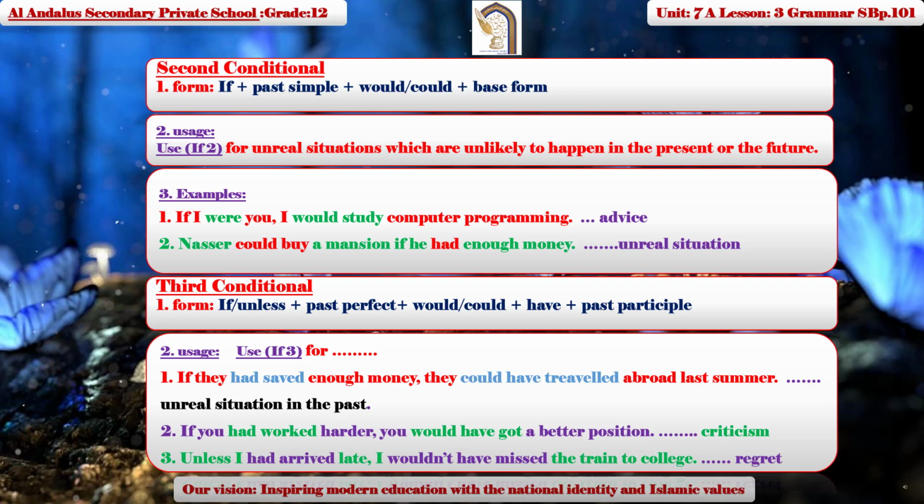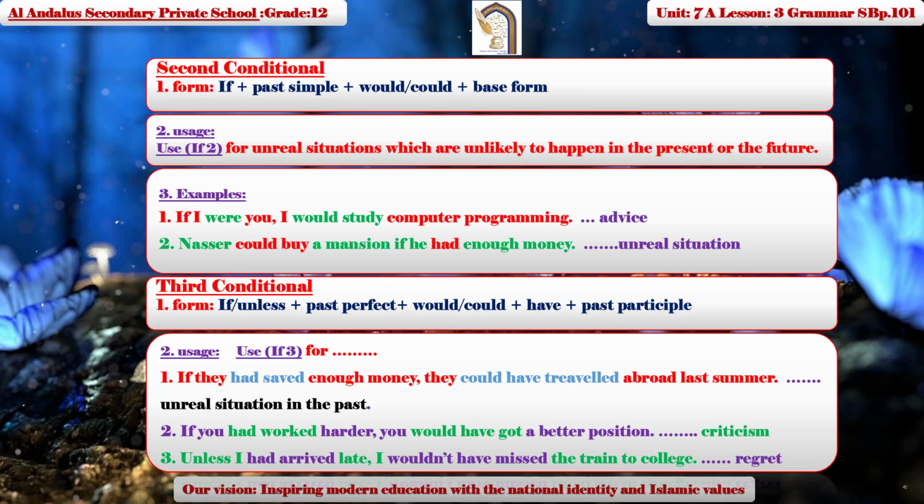If they had saved enough money, they could have traveled abroad last summer. Of course, this is an unreal situation in the past. Actually, we are talking about what didn't happen in the past. The meaning is that they couldn't travel abroad because they hadn't saved enough money. Another sentence: if you had worked harder, you would have got a better position. Of course, this is some sort of criticism.